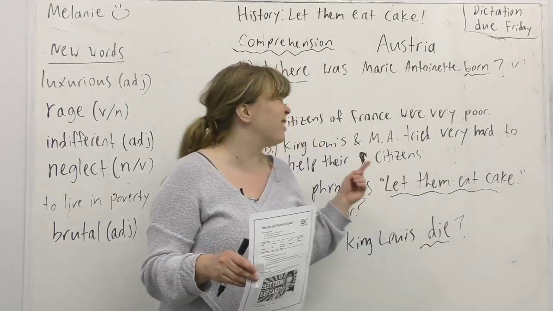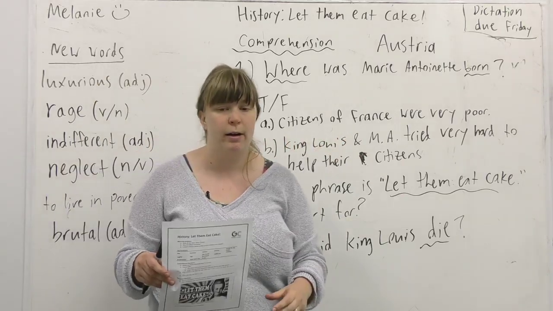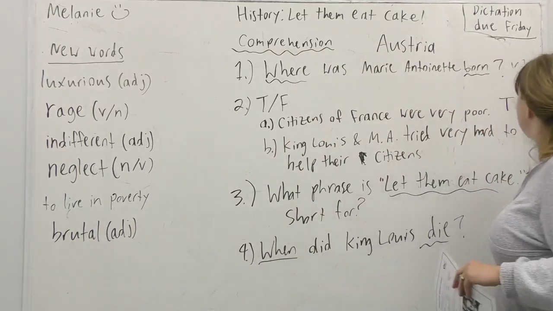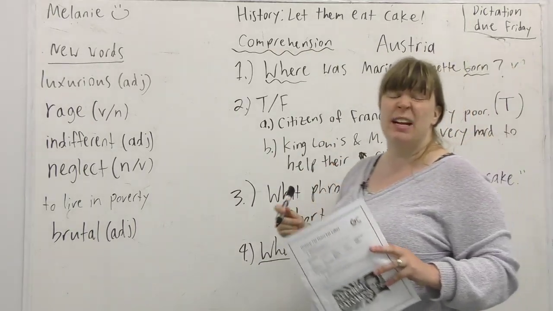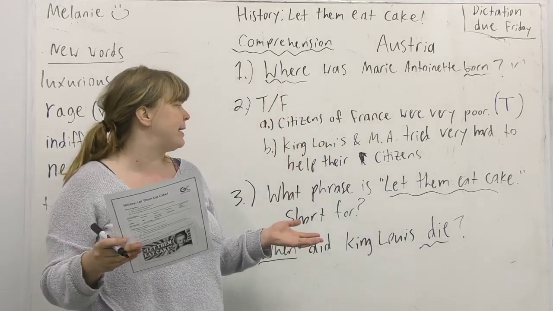All right, and true or false? I see an answer. The citizens of France were very poor. You wrote true. That is correct. Yes, the citizens of France were indeed very poor. They were living in poverty, little food and little money.